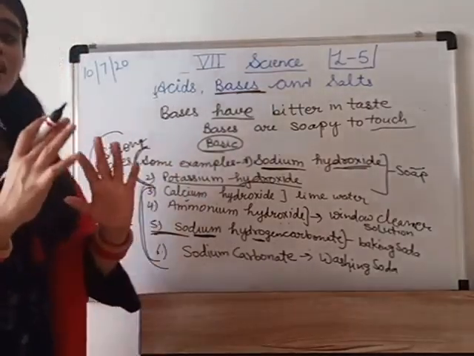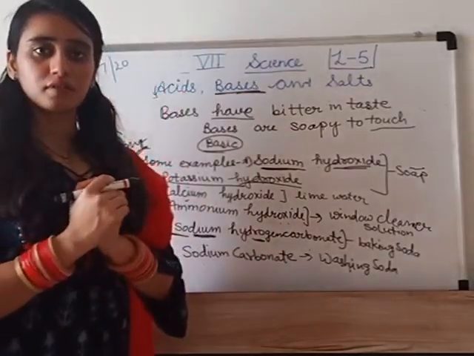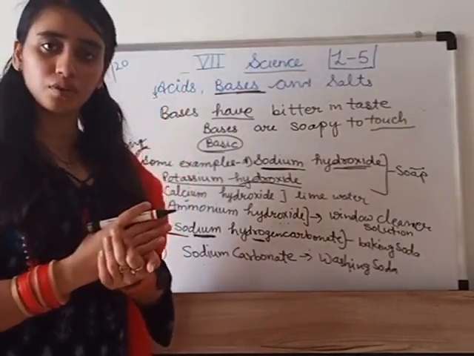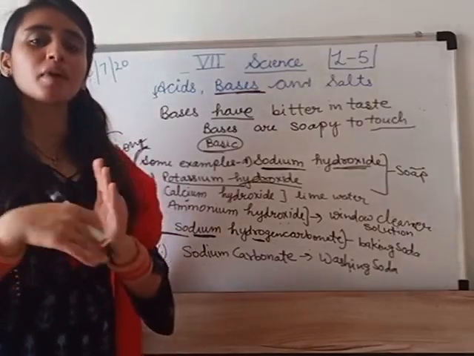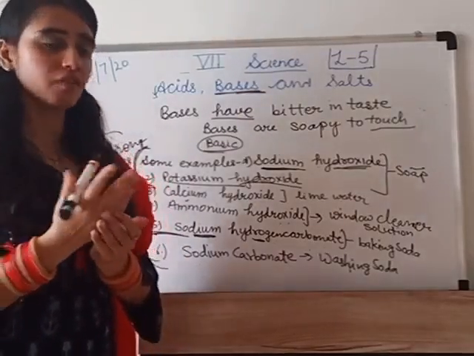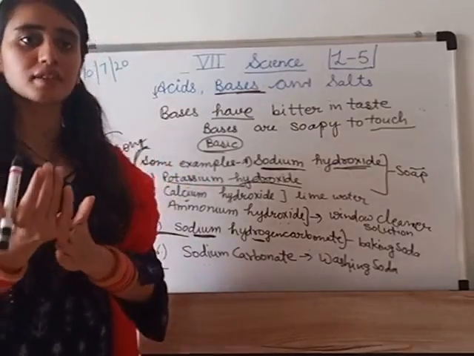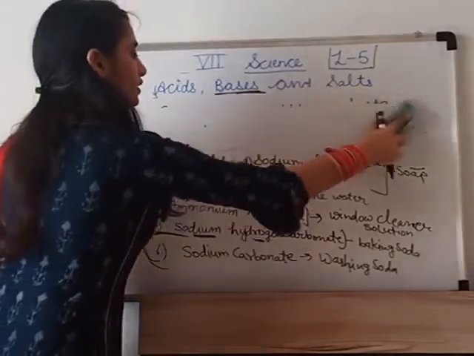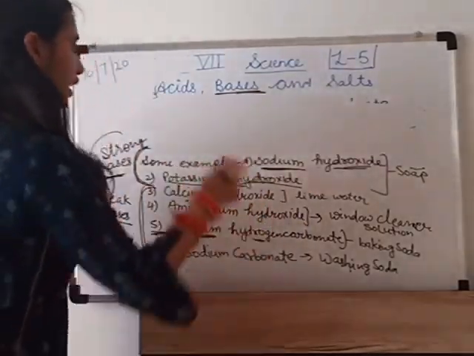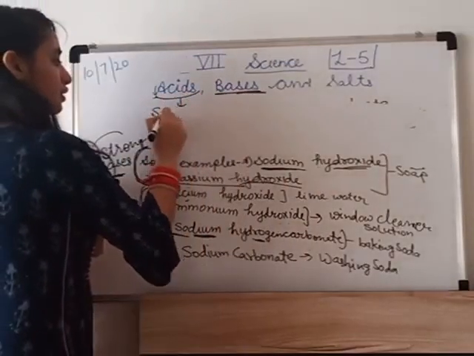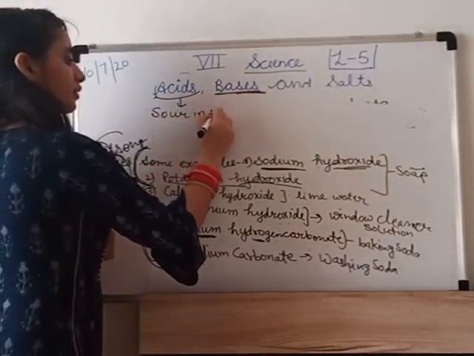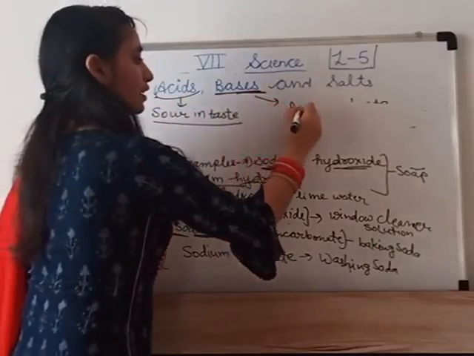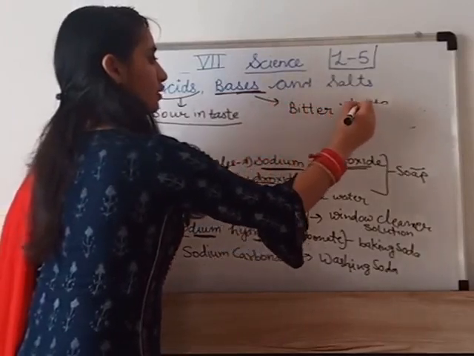Now there are so many substances, some acidic in nature, some basic in nature. Means some are acids, some are bases. Two words we discussed, acid and bases. So let's revise these first. Acid is sour in taste, and bases are bitter in taste.